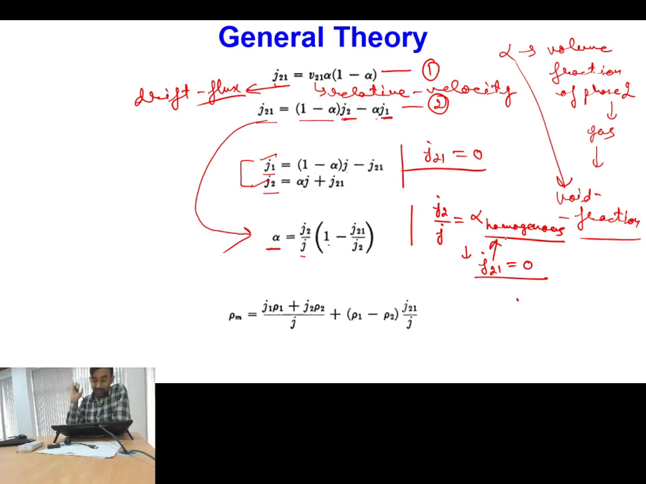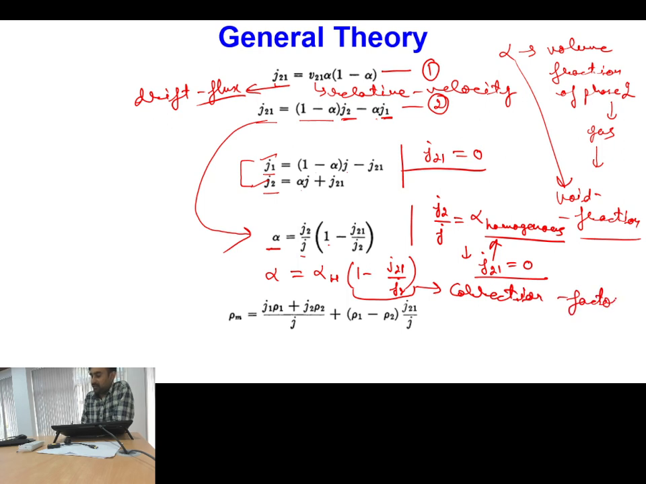So typically you can say that your actual volume fraction for a relative motion fluid will be nothing but alpha of homogeneous times 1 minus J21 by J2, where this 1 minus J21 by J2 can be called a correction factor because of the relative motion between the two fluids. Is this point clear? So this is nothing but acting as a correction factor.